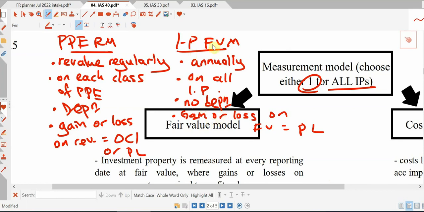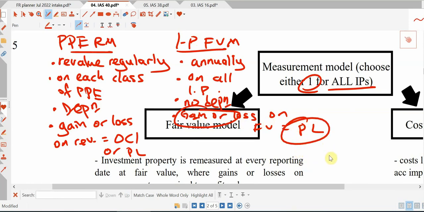So it's very straightforward to have the fair value model for investment property, and for this reason, listen up carefully. In the exam, there are not many questions on the investment property fair value model. We get more questions on the PPE revaluation model. But sometimes the examiner would like to play with you. He will put in a question on the investment property fair value model, but put the PPE treatment inside and ask you to identify which one is wrong. Like for example, this gain or loss goes to PNL here, right?